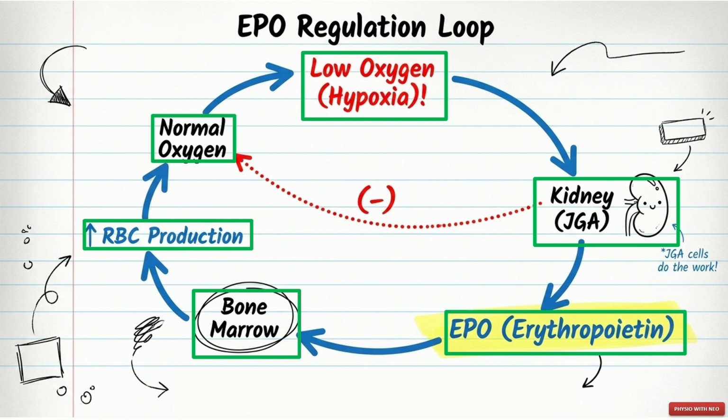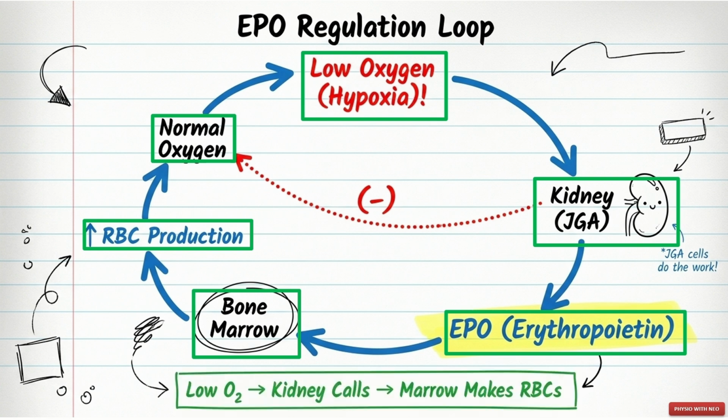So low oxygen, kidney cells and marrow makes more RBCs. Repeat again. Low oxygen stimulates kidney cells and marrow makes more RBCs. Remember, erythropoietin is mainly produced by the epithelial cells of the peritubular capillaries.